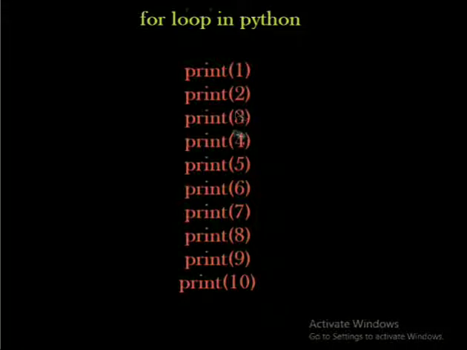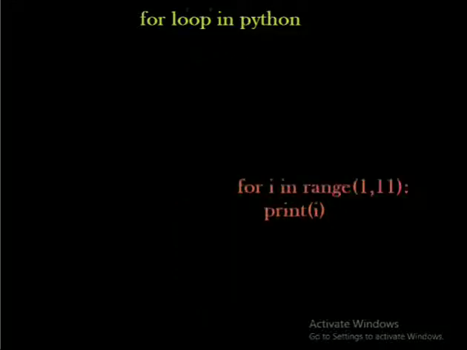Instead of doing like this, I can use 2 lines to do the same function which is done by this code, that is by using for loop. These 2 lines of code do the same work which is done by the 10 lines of code which I have written previously. See, I will show you by executing it.